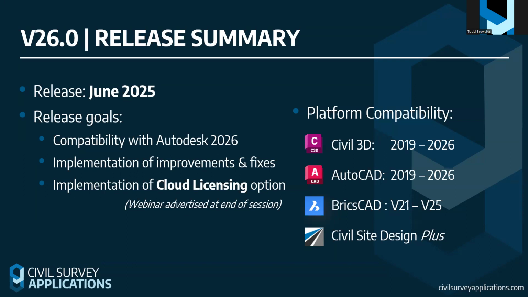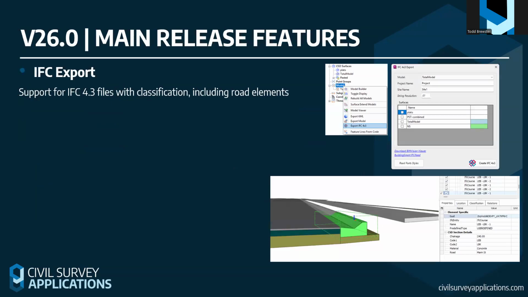That webinar will be advertised at the end of the session with a QR code. That is next Wednesday, and our wonderful IT team will be doing a presentation on that. As we've already pointed out, the platform compatibility with Civil Site Design V26 is not limited to just Civil 3D and AutoCAD 2026, which I do still get questions on every so often. People say, "Well, we haven't upgraded, I can't get it." Well, you can: all the way back to 2019, BricsCAD 21 up to 25, and then Civil Site Design Plus, which normally gets released a fraction later than this forthcoming release.